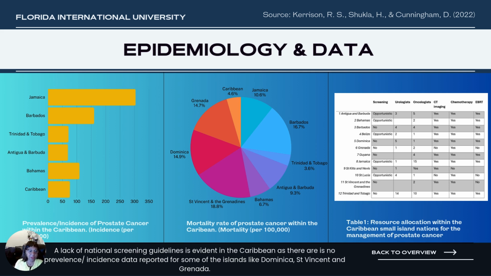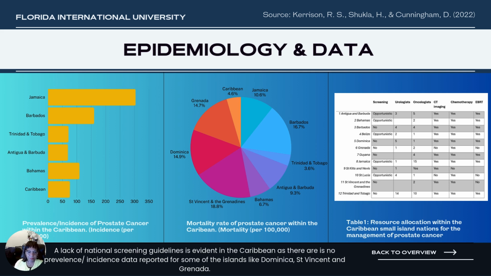In the next chart, this pie chart, we see the mortality rate of prostate cancer within the Caribbean, and the mortality rate is per 100,000, right? The mortality data also reveals a troubling trend in the Caribbean, because men are dying from prostate cancer at a significantly higher rate than their counterparts in the US or the UK. And by their counterparts, I am referring to African American males or African American descendant males in the US or the UK.